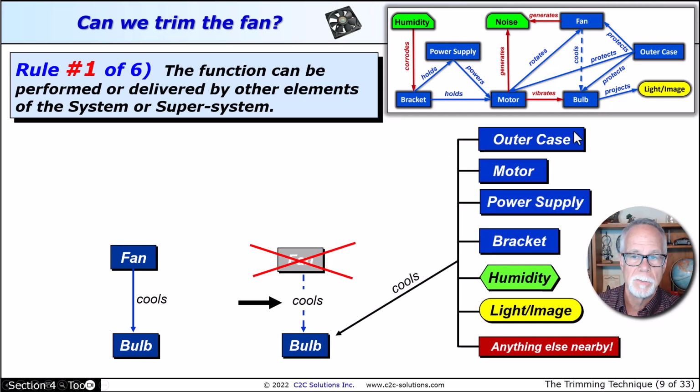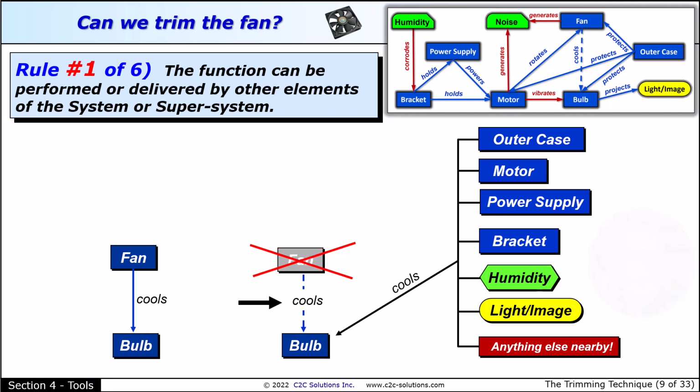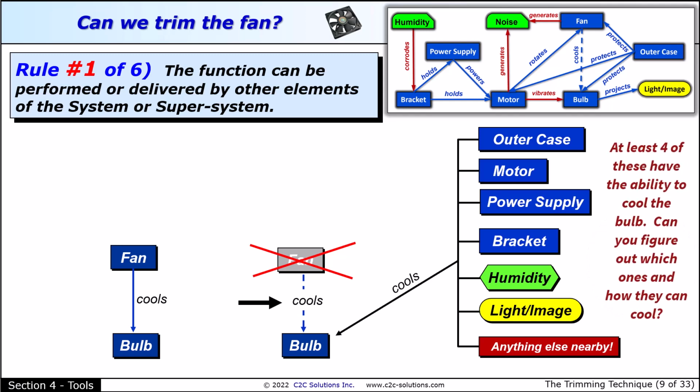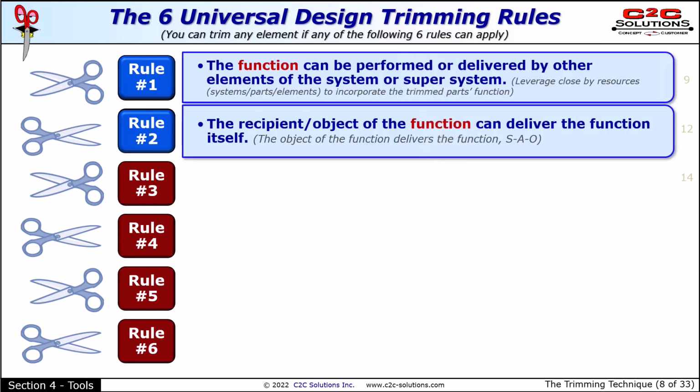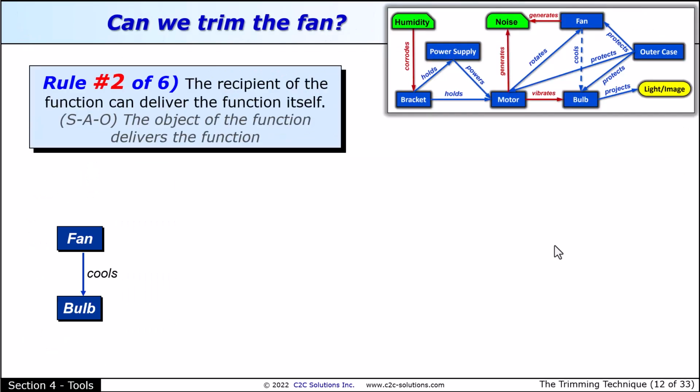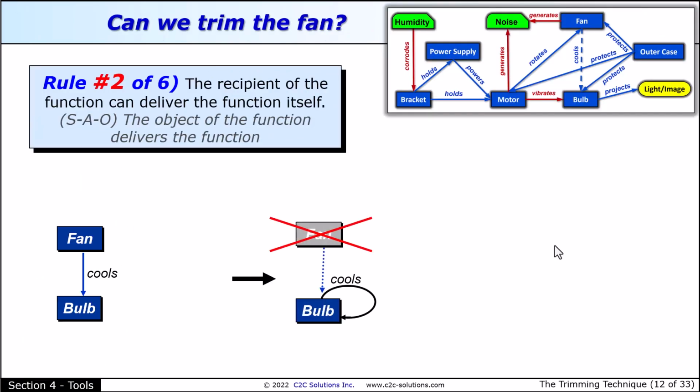So what we do now is we'd look at this list of 7 things and we'd brainstorm around how can I get one of those things to do a cooling job, because if I could, I can get rid of the fan. If you could get the bracket to be a heat sink, you could pull heat away from the bulb and maybe get rid of the fan. Now, if rule number 1 doesn't work, let's take a look at rule number 2. Rule number 2 says the recipient or object of the function can deliver the function itself. So basically what rule number 2 is saying is, yes, you can get rid of the fan if you can somehow get the bulb to cool itself.